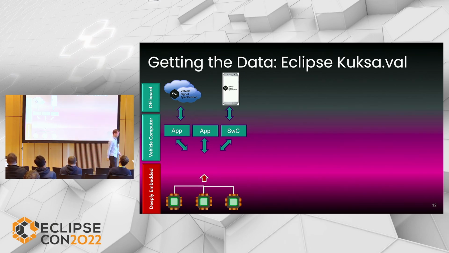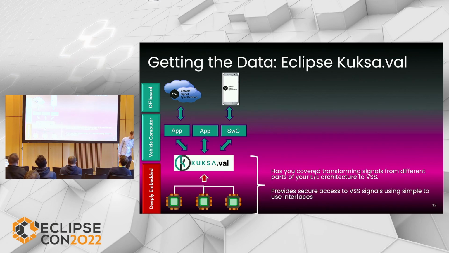And again, the answer could be this Kuksa.val, or namely the Kuksa.val data broker. Because here, you have the data coming out of this deeply embedded world, which is then transformed or converted into VSS, and then the other applications on top of that can just use VSS and also develop against this VSS abstraction instead of really dealing with these deeply embedded control units.